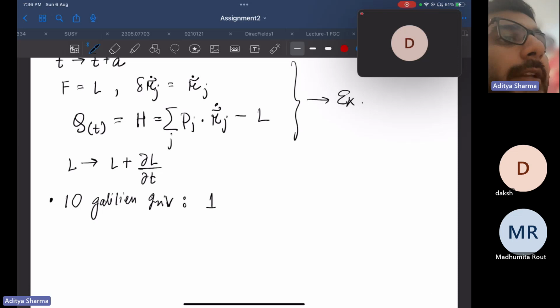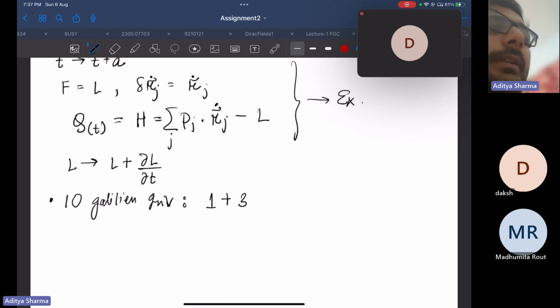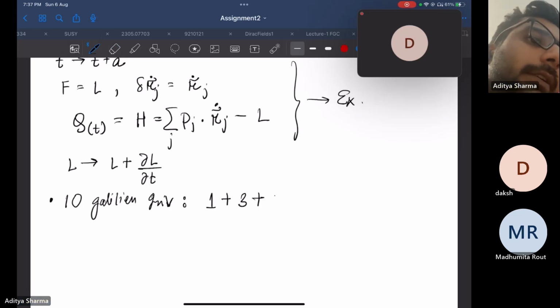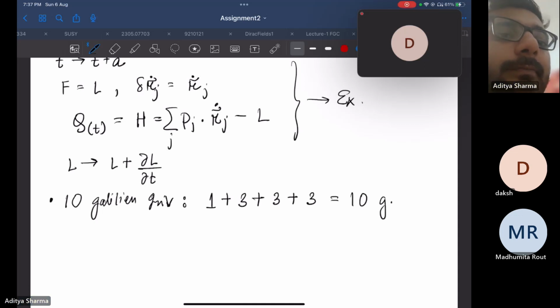So there are 10 Galilean invariants: one is the total energy, plus three are the linear momenta, three are the angular momenta, and three are the initial conditions. These are 10 Galilean invariants.